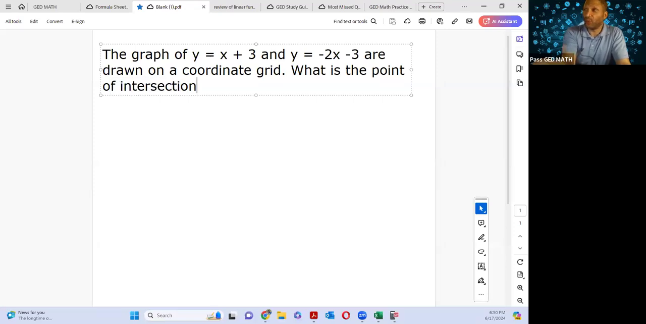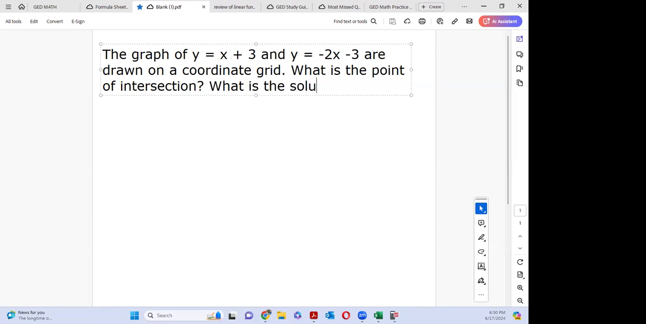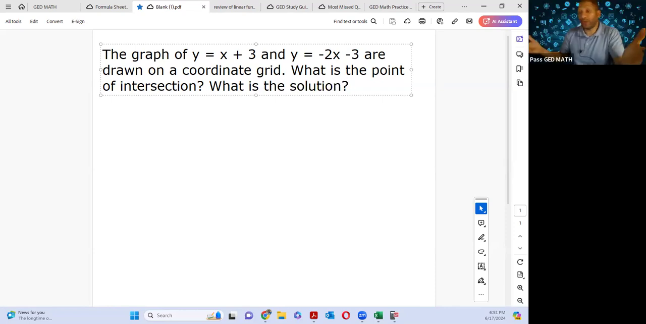So they could ask you for the point of intersection. They could say what is the solution. Yeah, I think it's the intersection. Either way, it's the same thing. I don't have the graph in front of me, but I can still tell you how to do this problem.